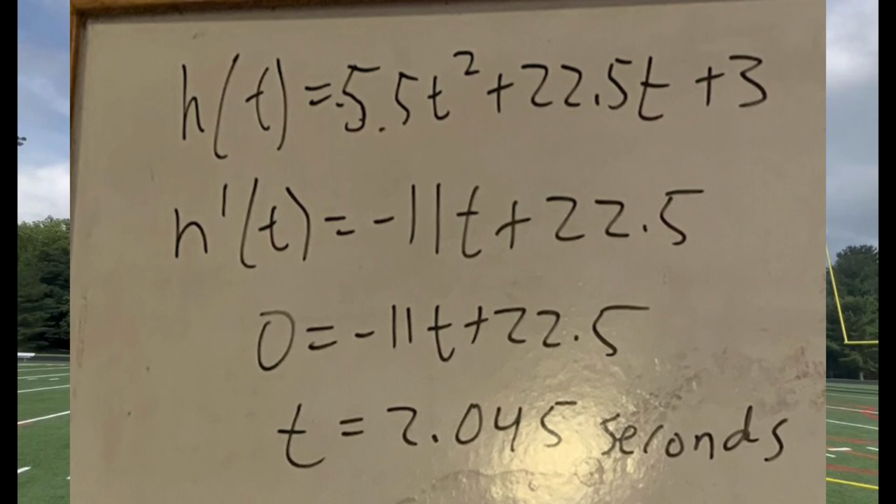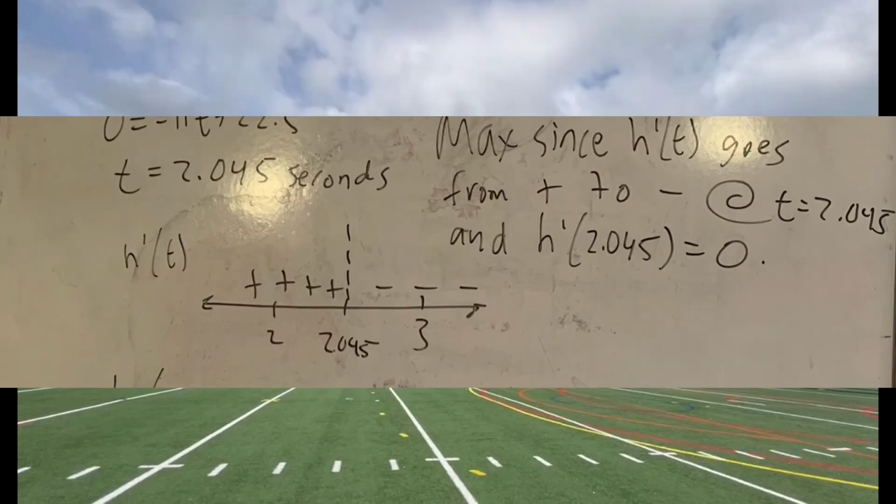To find the time and height of the max value, we must take the derivative of the function. And we get h prime of t equals negative 11t plus 22. Then we must set this equation equal to 0 to find the critical values. We plug the equation into the calculator to find the 0 and get t equals 2.045. Then we put that on a sign line and figure out if that is a max or min. Since h prime of t at 2.045 equals 0, and since h prime of t goes from positive to negative at 2.045, we know that is the max height.